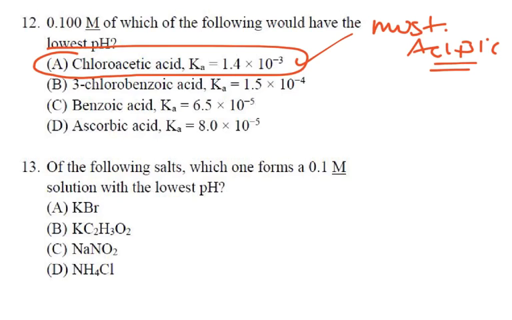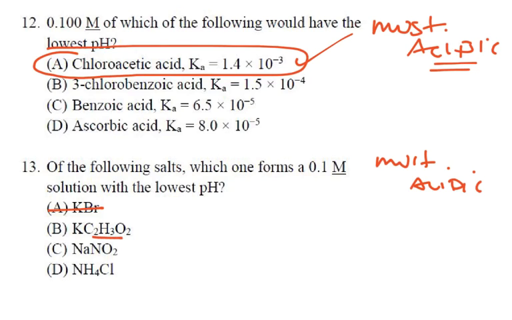Which of the following forms a 0.1 molar solution with the lowest pH? Okay, so again, low pH, I want the most acidic. So I want to get rid of things that are neutral, get rid of things that are going to make it basic, and look for something that's going to be acidic. KBr, that's going to be neutral, because K and Br both come from a strong base and a strong acid.